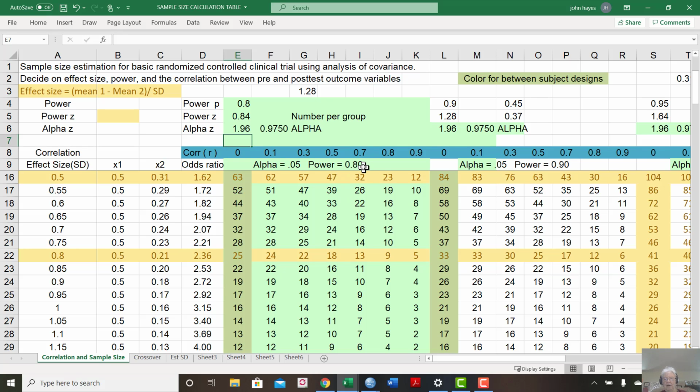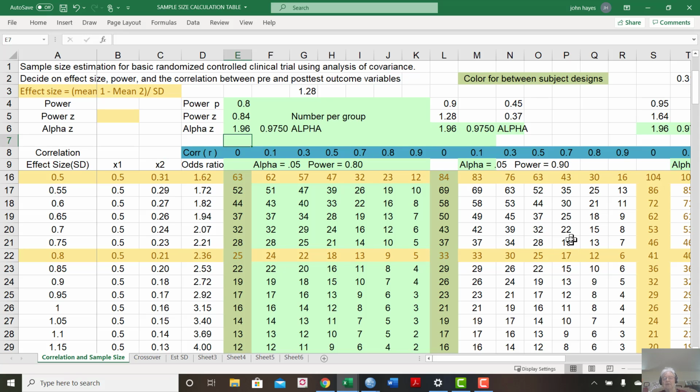Now, a power of 0.8 is a 20% chance of not finding a significant difference. That's kind of high, I think. So you might want to come over here, and what is your 0.7? You could find an effect size of 0.75. Okay, that's not too bad. At a correlation of 0.7, power of 0.9, alpha 0.05. We always use alpha 0.05 for purposes of sample size estimation.